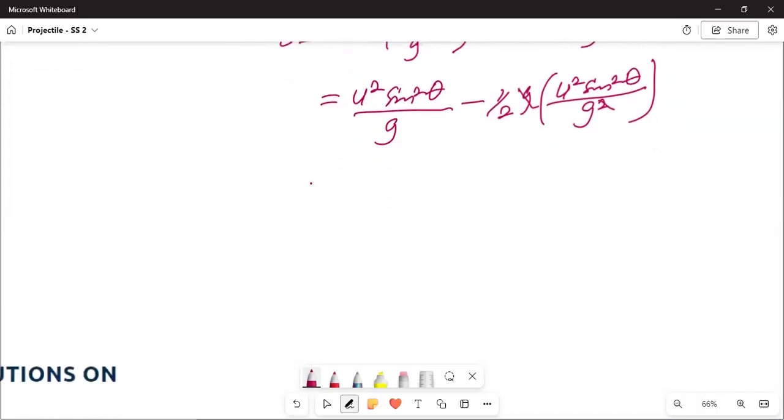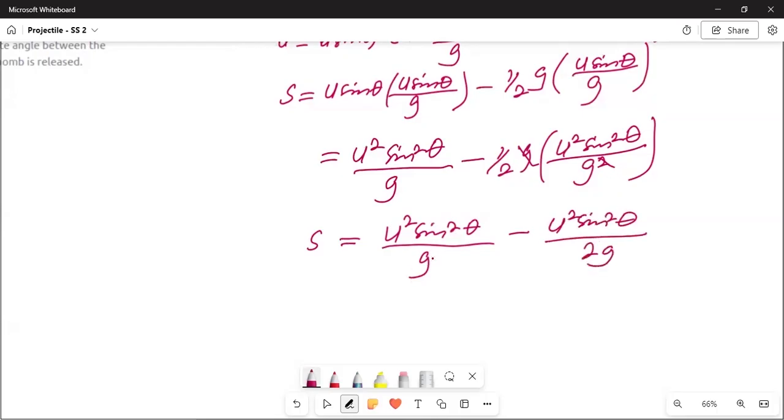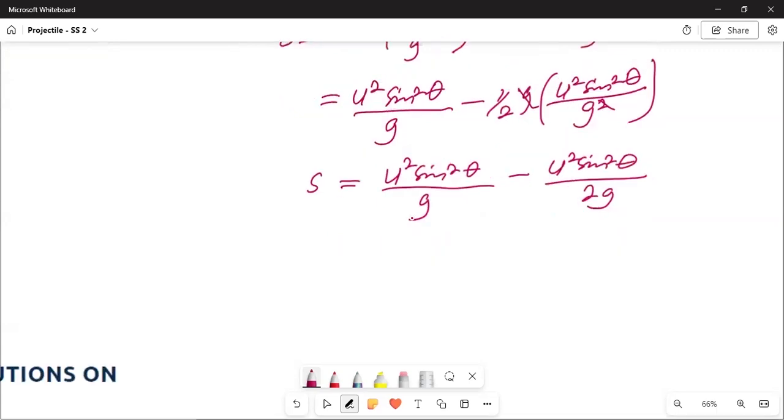As such, I will have S equal to u squared sine squared theta over g, minus 1 times u squared sine squared theta, then 2 times g is 2g. The LCM of g and 2g is 2g itself. 2g divided by g is 2, because the g will cancel. Then 2 times u squared sine squared theta is 2u squared sine squared theta. Then 2g divided by itself is 1. 1 times u squared sine squared theta is u squared sine squared theta over 2g.